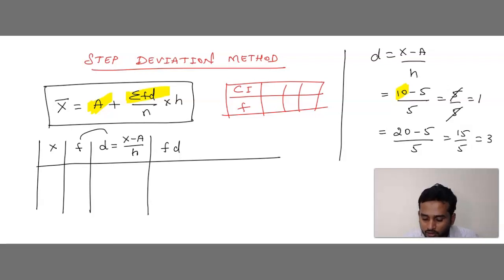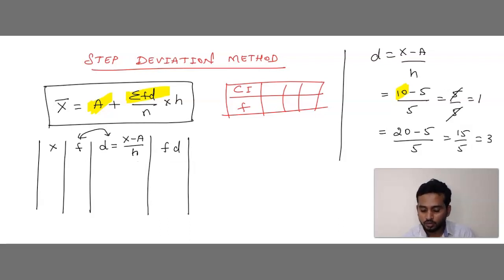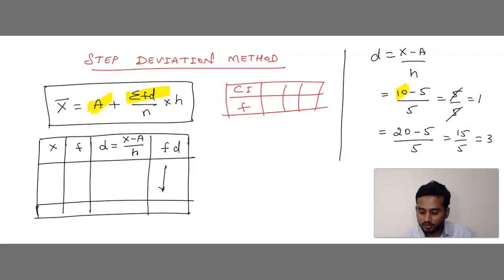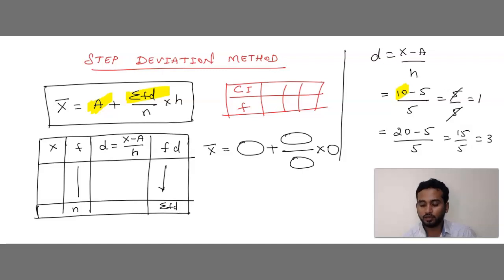As I said, you multiply these f values and d values, so we get fd. Any doubts? Is this clear? Good. Now what you are supposed to do is, so this is our final answer, right? Add all fd, we get sigma fd. Add all f, we get n. Next come here, x bar equals a value, substitute, plus sigma fd value, substitute, divided by n value, into h value.